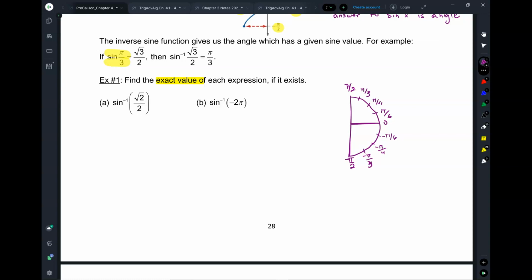All right. So here we have inverse sine of root 2 over 2. What's the angle for which the sine is root 2 over 2? Pi over 4. Fabulous. Inverse sine of negative 2 pi.